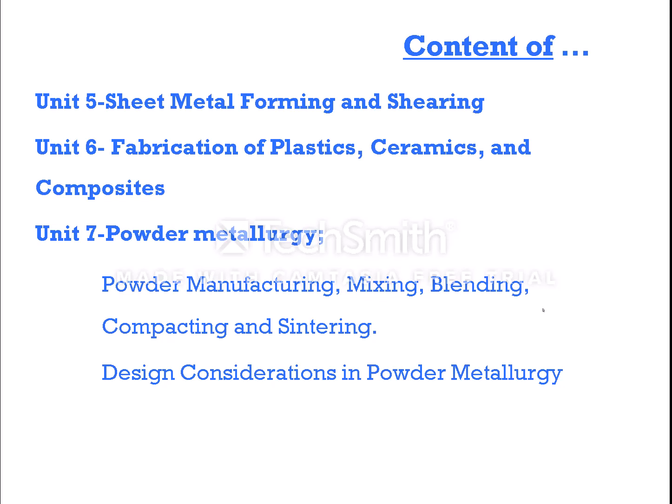Then fabrication of plastic, ceramic, and composite could be chapter 6. So the last chapter could be powder metallurgy. There could be the manufacturing process of powder, how we can mix, blend, compact, and sinter. Then design considerations in powder metallurgy could be the content of Manufacturing Engineering 1.